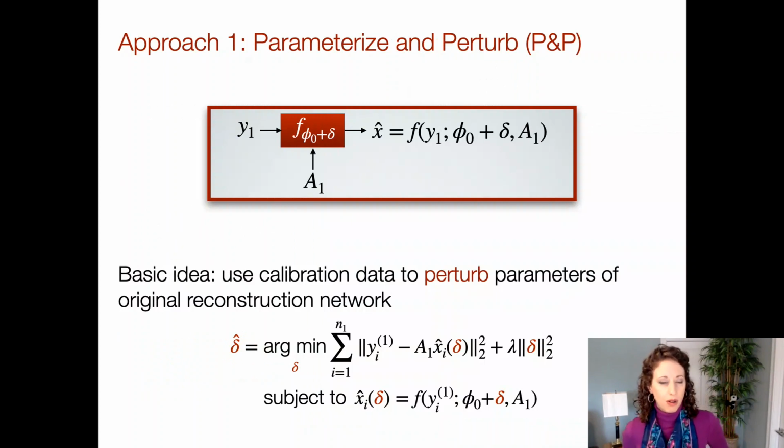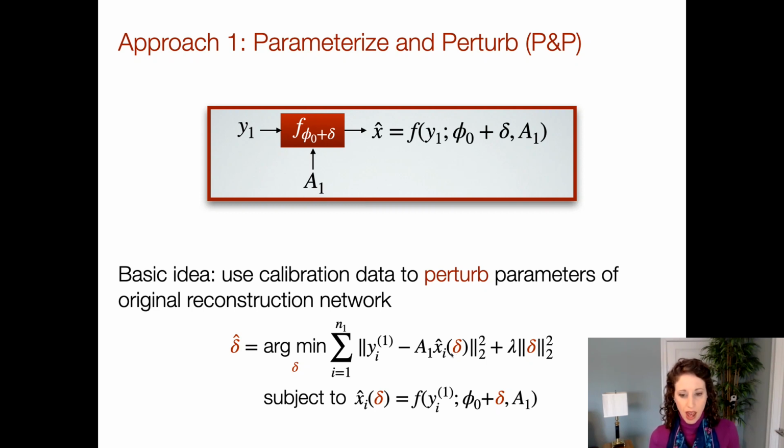Okay, so for our approach, we've got two that I want to propose. The first is parameterize and perturb, or P and P. So the idea is that our learned reconstruction network, remember it had some parameters phi that would correspond to weights of a neural network, for instance. What we're going to do is we're going to perturb each of those weights by some delta. And our goal is to use our calibration data in order to find a good set of deltas.